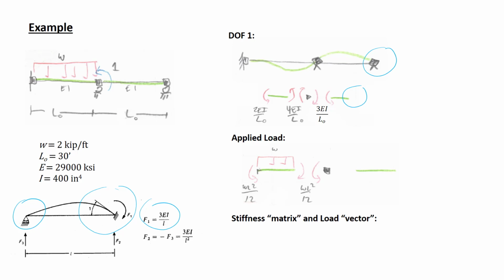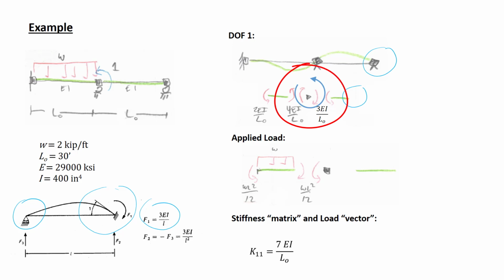The next step will be to assemble the stiffness matrix and the load vector. I put matrix and vector in quotes because since there's only 1 degree of freedom, they're both scalars. Let's go through the direct assembly process. For the stiffness matrix, we'll keep track of our degree of freedom.